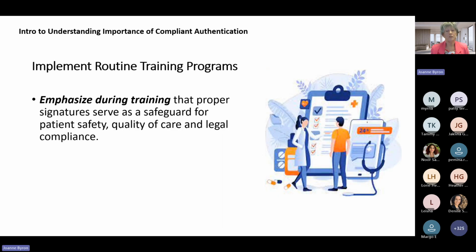Your management team should serve as role models and support company training sessions. We need to stress the importance of signature compliance because it serves as a safeguard for patient safety, quality of care, and legal compliance. Emphasize during your management and workforce training programs how compliance signatures ensure accountability, accuracy, and verification of the documentation that ultimately contributes to better patient outcomes and your company's reputation.